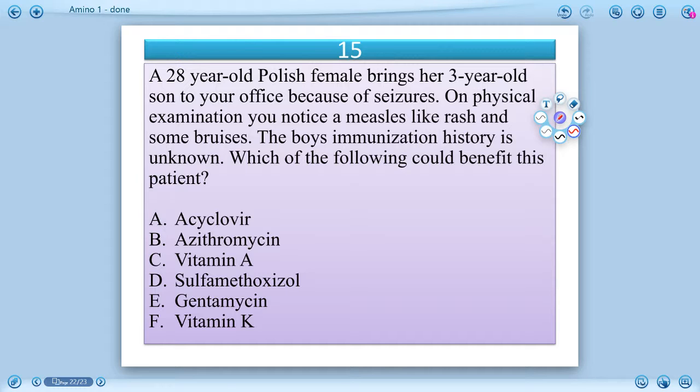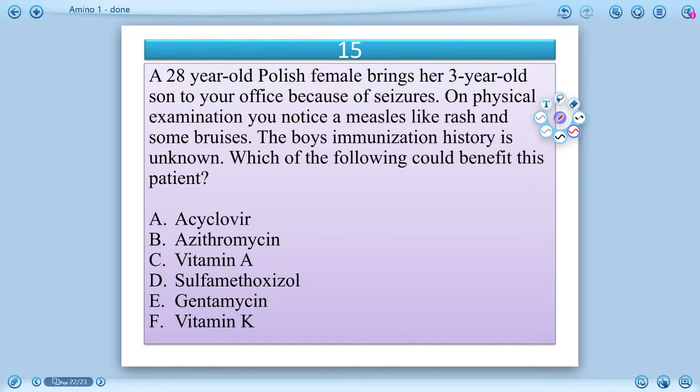But he has bruising, so he has likely some bleeding. On physical examination, you notice a measles-like rash and some bruising. The boy's immunization history is unknown. So they're telling you that the rash is because of measles. Now with vitamin K, you don't get a bruise. You get large bleeds. So we have minor bleedings, small bleedings, and large bleedings. Small bleeding is due to platelets and vitamin C. Large bleeding is due to clotting factors, and that's vitamin K. So you won't have a bruise. There'll be a wound that will be leaking blood.